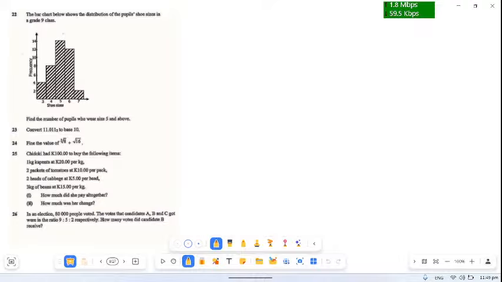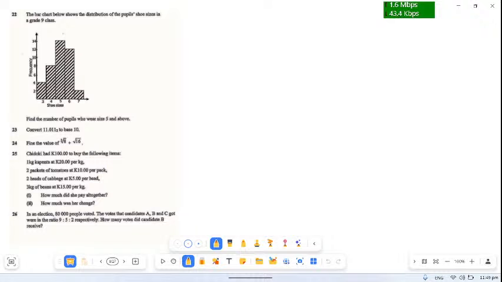So we come to question 22, which is as follows. The bar chart below shows the distribution of the pupils' shoe size in a grade 9 class. There are 4 children with size 3, then 8 children with size 4, 14 children with size 5, 12 children with size 6, and 2 children with size 7.